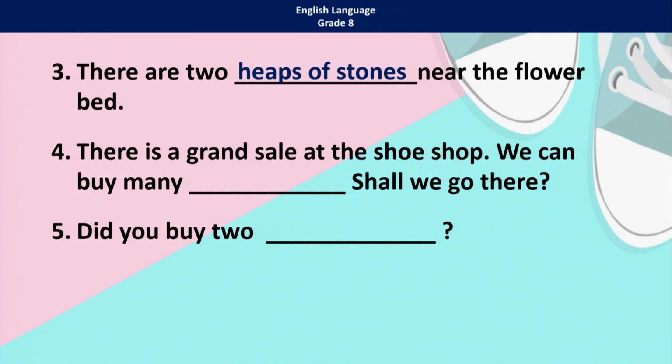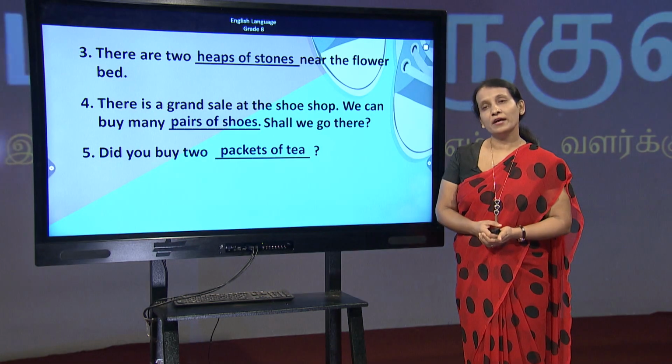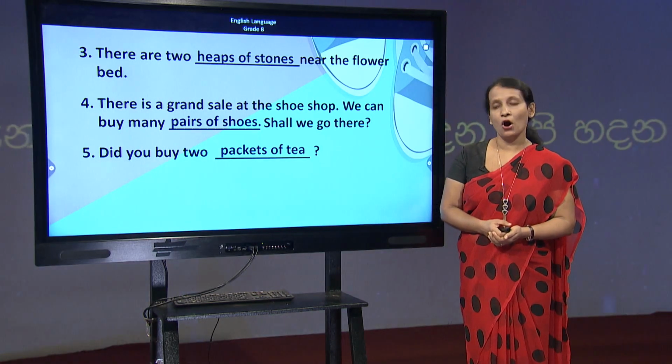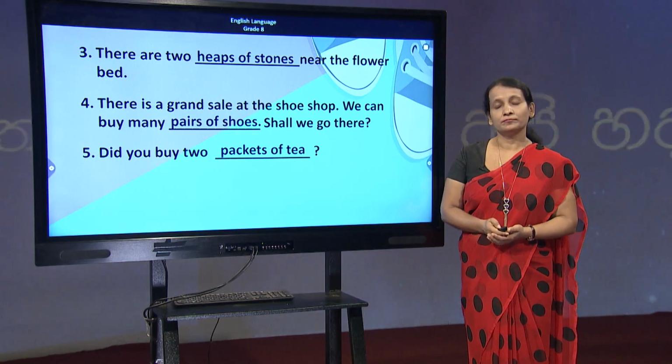There is a grand sale at the shoe shop. We can buy many blank. Shall we go there? It has to be shoes. So pairs of shoes. Yes. Did you buy 2 packets of tea? Right. In all the blanks, we have used the plural form. Right, children?